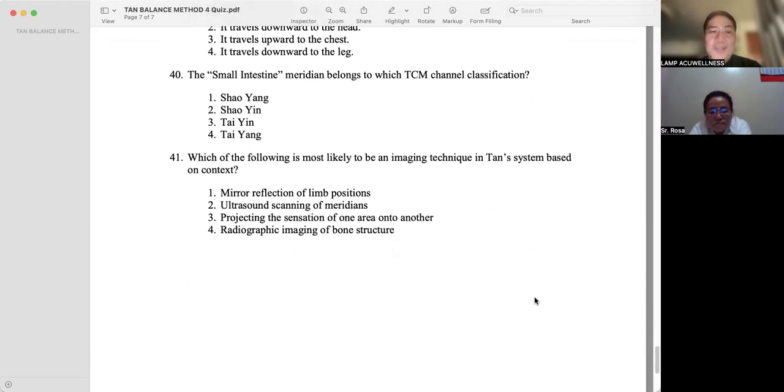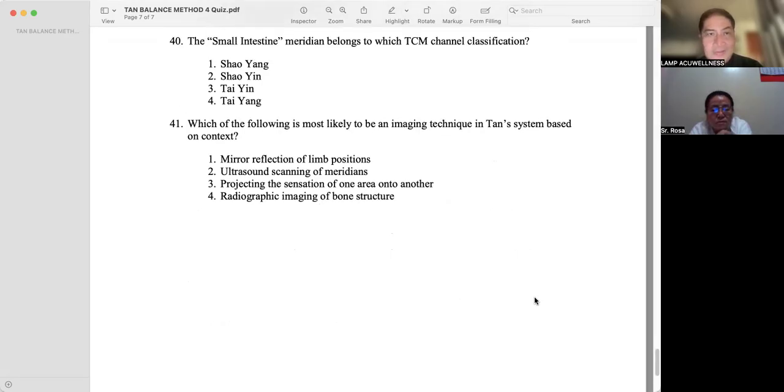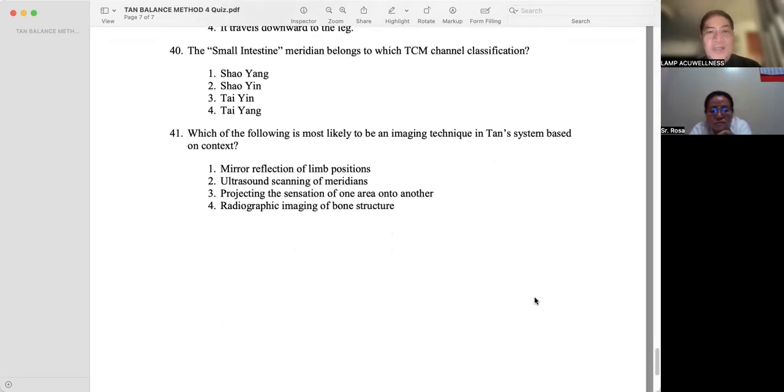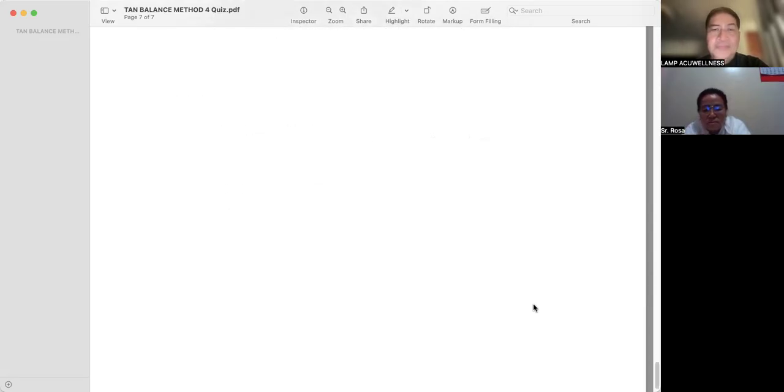The small intestine meridian belongs to which TCM channel classification? Small intestine. Taiyang. Yes. You made a mistake earlier, no? Which of the following is most likely to be an imaging technique in Tan system based on context? Of course, projecting the sensation of an area onto another.